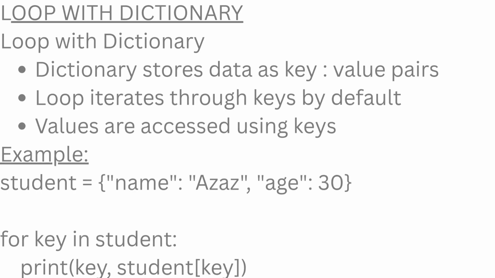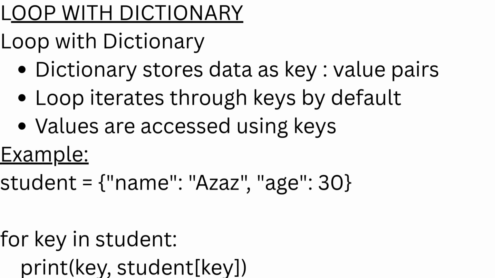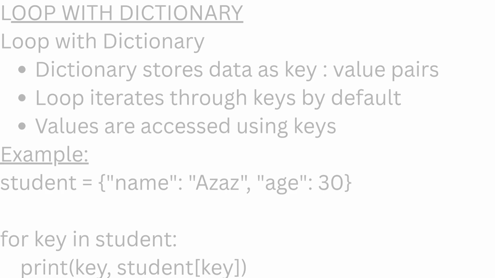A dictionary stores data in the form of key and value pairs. When we use a loop with a dictionary, Python accesses one key at a time. Using the key, we can also access its corresponding value. In this example, the loop first takes the key name and prints its value. Then it takes the key age and prints its value. Loops with dictionaries are very useful when working with structured data such as student records or employee details.